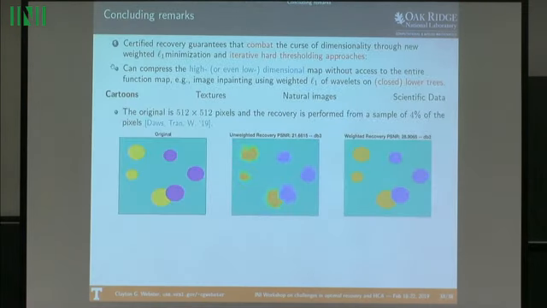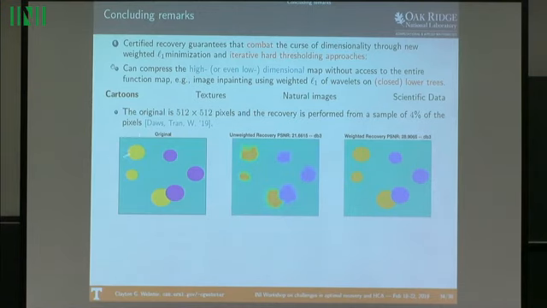Okay, so I'll finish up there and say a few things about extensions of this and what we're up to these days. So I showed you some certified recovery guarantees for fighting the curse of dimensionality with weighted L1. Showed you the sampling complexity for compressed sensing. And just to point out that we rely heavily on smoothness of the function and polynomial approximation, but we can do this on lower dimensional cases. We've been working on image inpainting with this idea of weighted L1. We're now comparing this against this reweighted L1 idea, and we're using wavelets on closed lower trees.